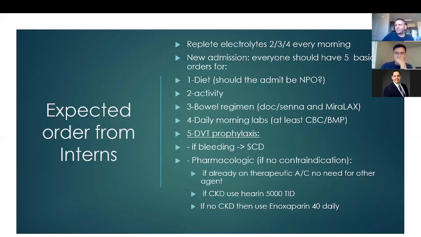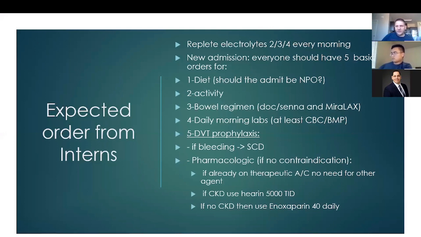It's very easy. When you get a new admit or you inherit new patients on a new rotation, they should be on these basic orders. They should have a diet order, or they should be NPO for a good reason. Activity orders, which nursing will always keep bugging you about. I usually put ad lib, which basically allows the patient to move unless I have a reason to keep them from moving.